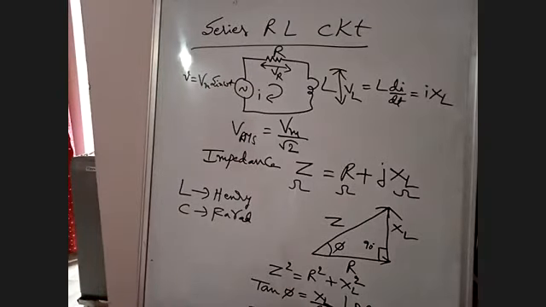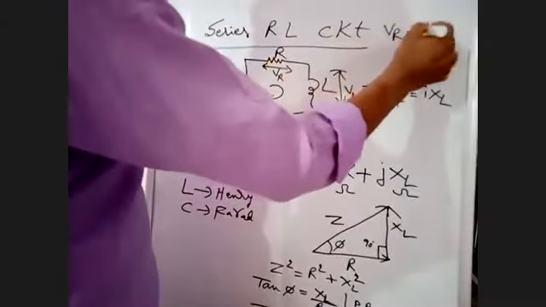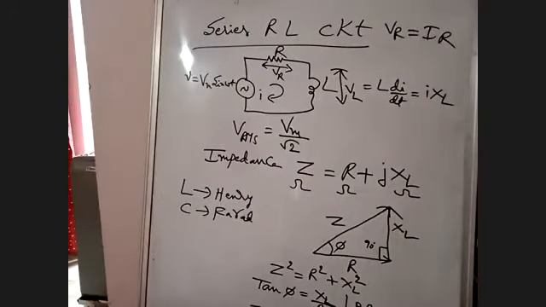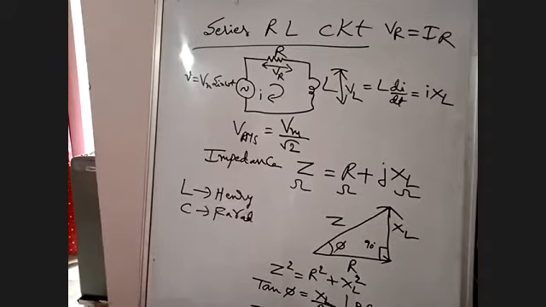Because the unit of R is ohms, we write VR is I into R. The unit of XL is also ohms, so VL is equal to I into XL. We can't take I into L because the unit of L is Henry, not ohms. We have to take only the reactance XL because the unit of reactance is ohms, like resistance. VL is equal to I into XL. This is the formula, remember.